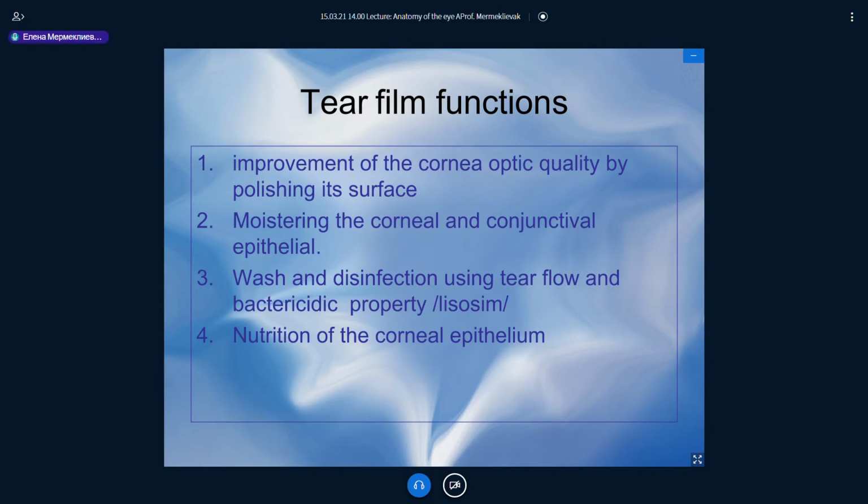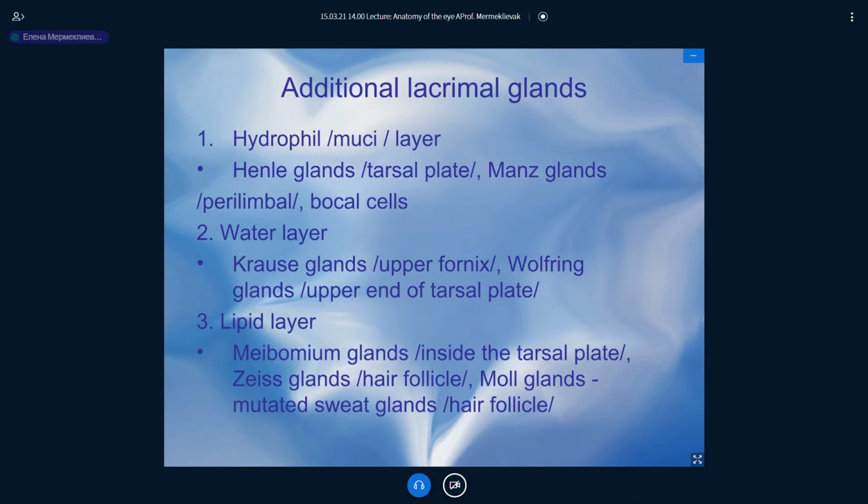What is the function of the tear film? It improves the optic quality of the cornea by polishing its surface, moisturizing the corneal and conjunctival epithelium, washing and disinfecting using tear flow and bactericidal properties. It contains lysozyme. And the fourth, nutrition of the corneal epithelium.